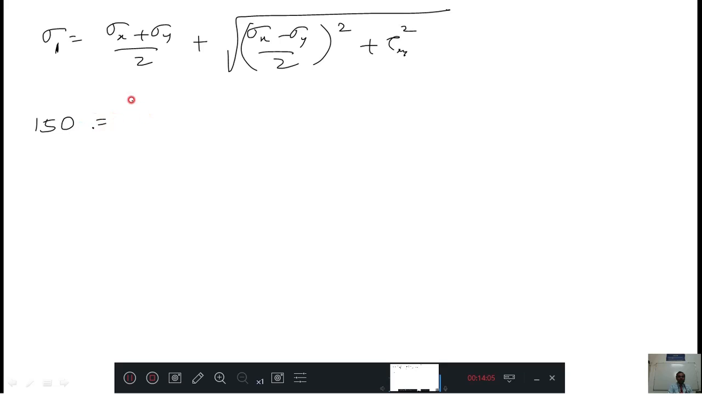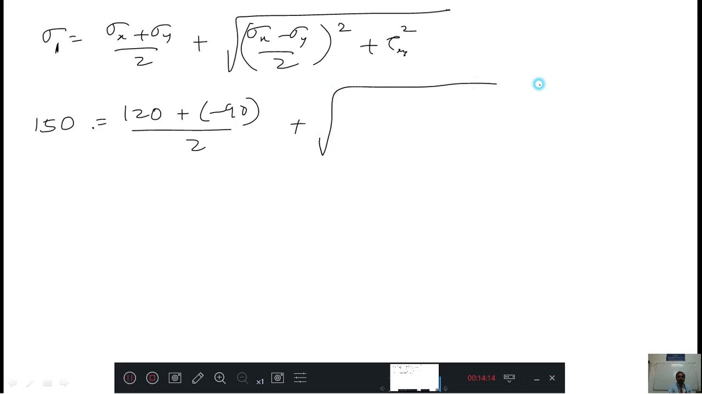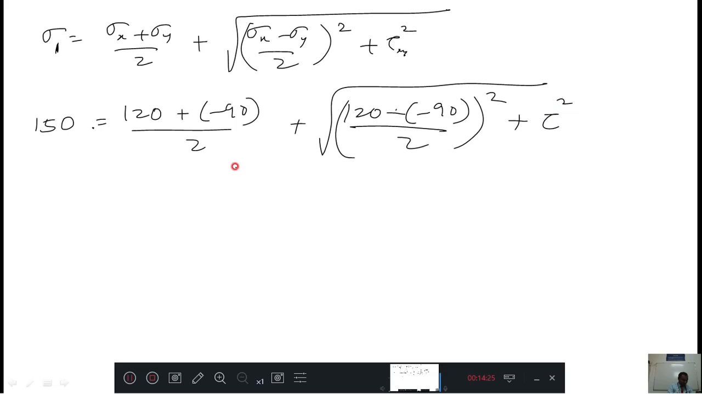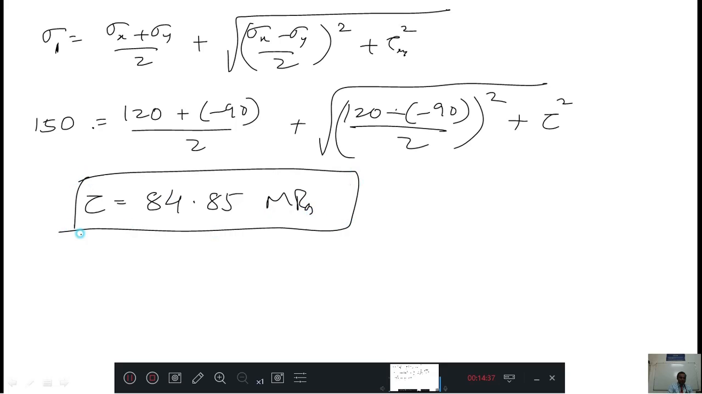150 is known, and this is 120 plus minus 90 by 2, plus square root of, this is 120 minus of minus 90 by 2 whole square, plus tau, I don't know, that is unknown. In this equation only tau is unknown. That tau, if you wisely bring it out, will be 84.85 MPa. Okay, you got the answer.